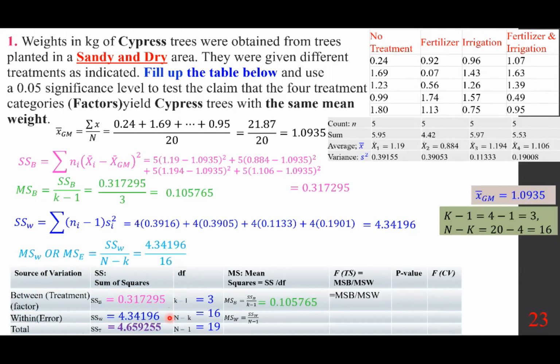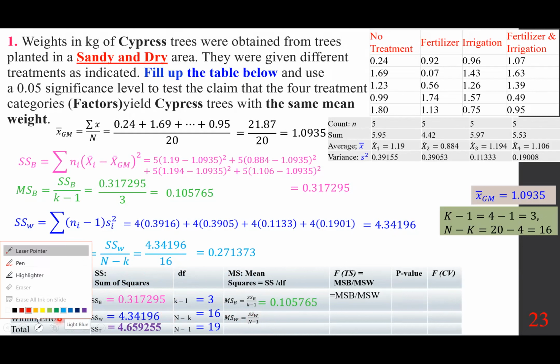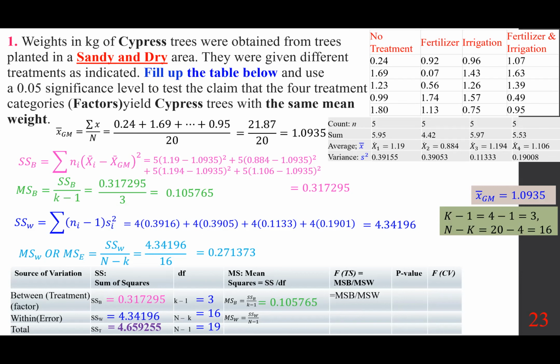Now, in this case, we divide the number that we have by 16, or capital N minus k. This should be n minus k. And so we have the answer 0.271373.